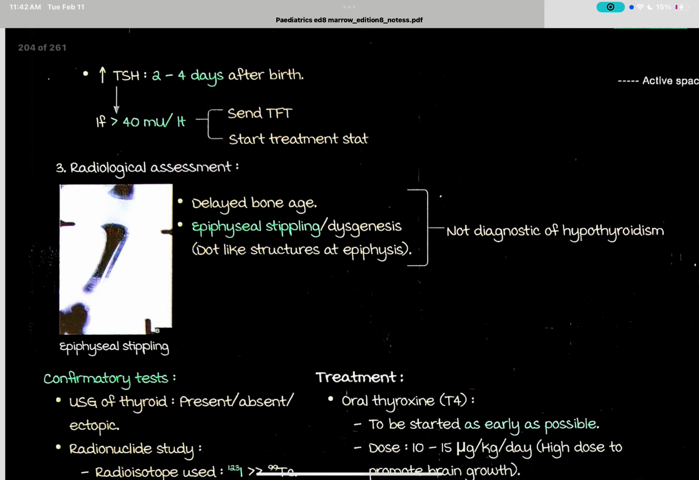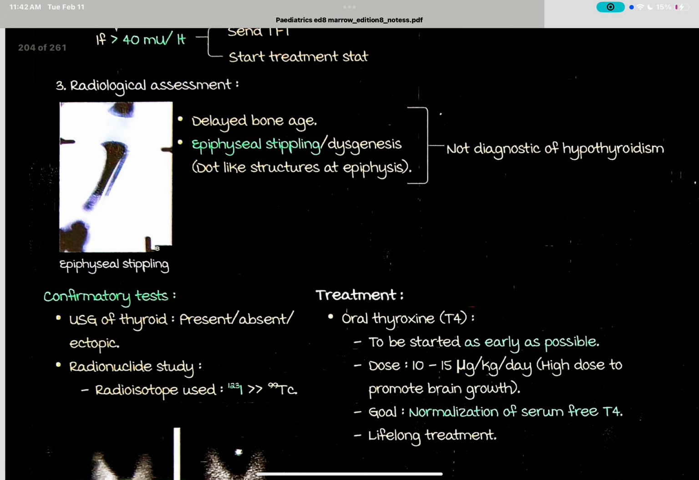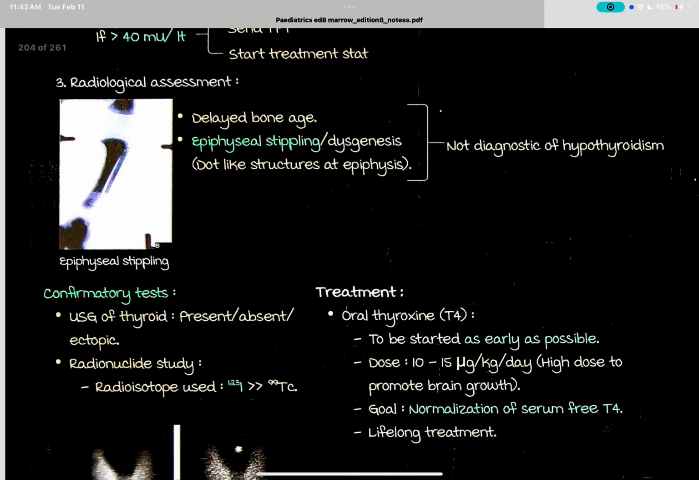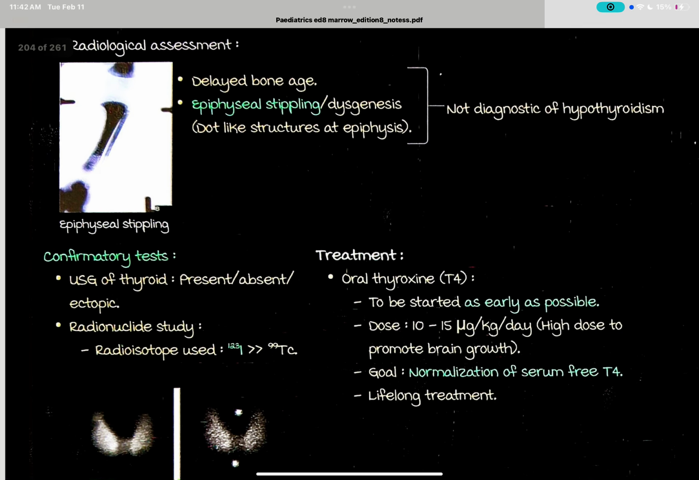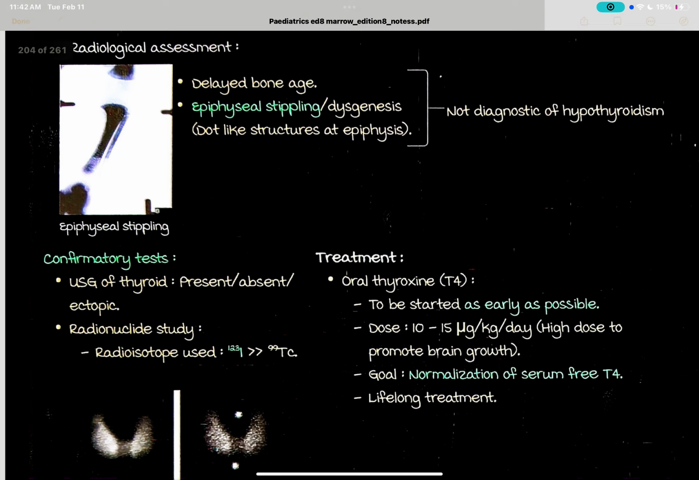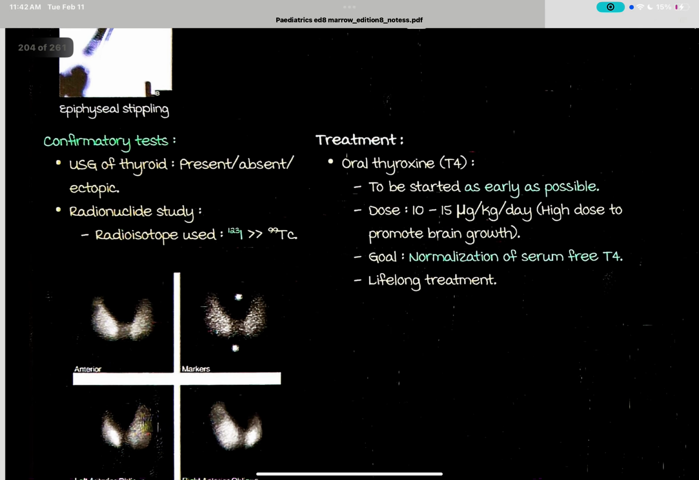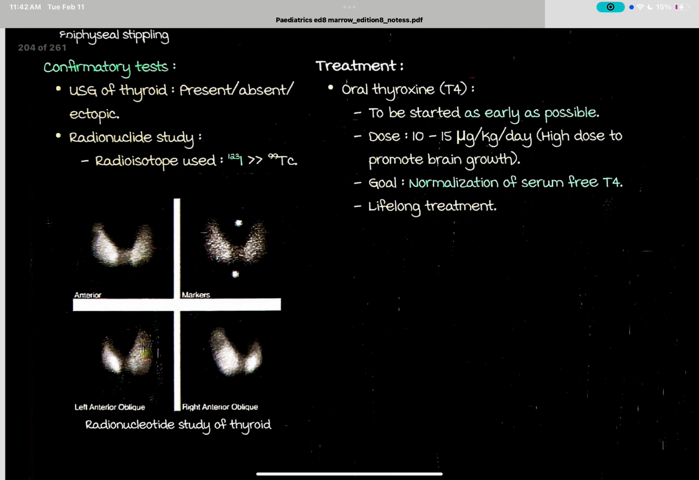If the TSH is more than 40, send the blood for further testing, TFT, and start the medication as soon as possible. Radiological assessment: delayed bone age, epiphyseal stippling, dysgenesis, dot-like structures at epiphysis, not diagnostic of hypothyroidism. Epiphyseal stippling you can see here. It's dot-like structures. Confirmatory test: USG of thyroid, present, absent, or ectopic.